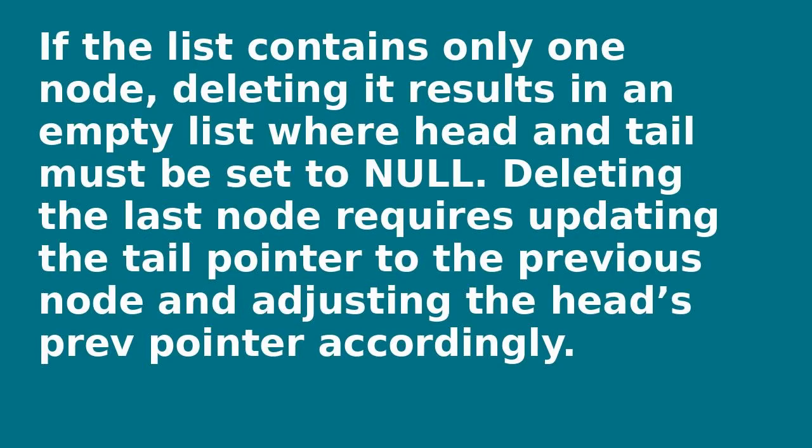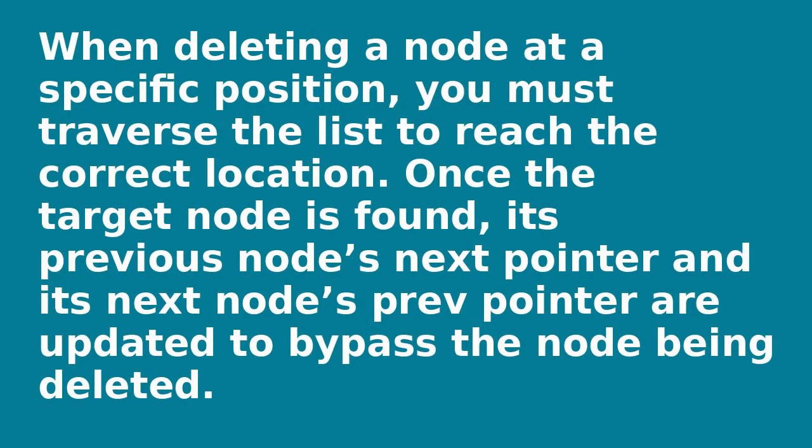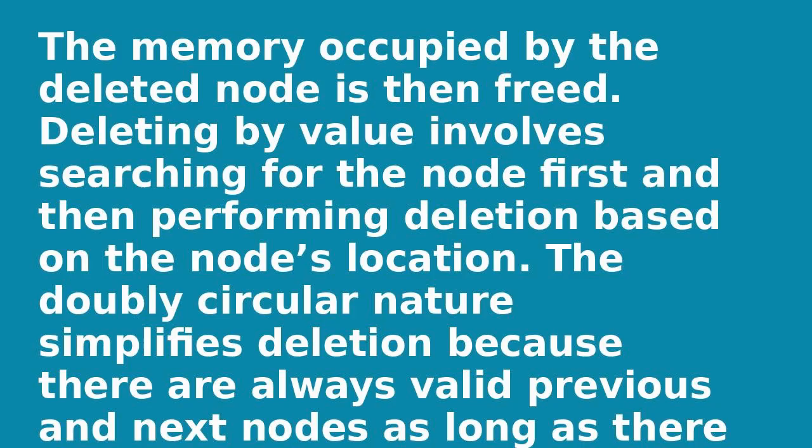When deleting a node at a specific position, you must traverse the list to reach the correct location. Once the target node is found, its previous node's next pointer and its next node's prev pointer are updated to bypass the node being deleted. The memory occupied by the deleted node is then freed. Deleting by value involves searching for the node first and then performing deletion based on the node's location.